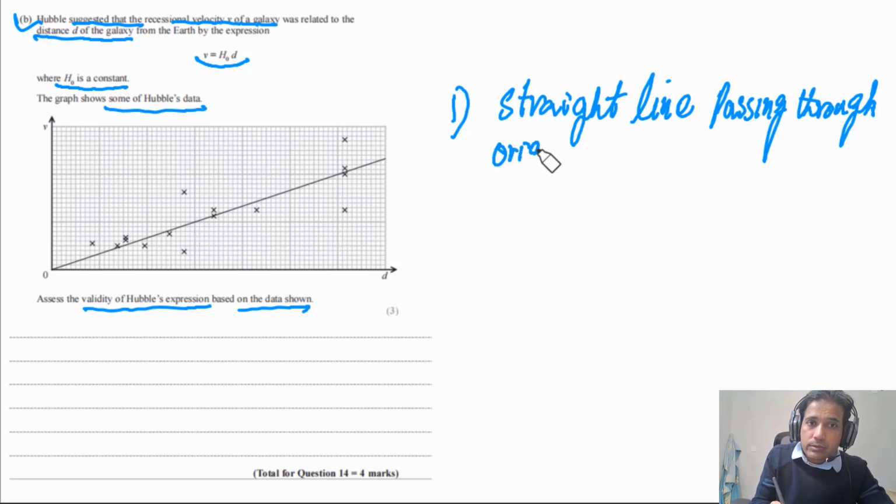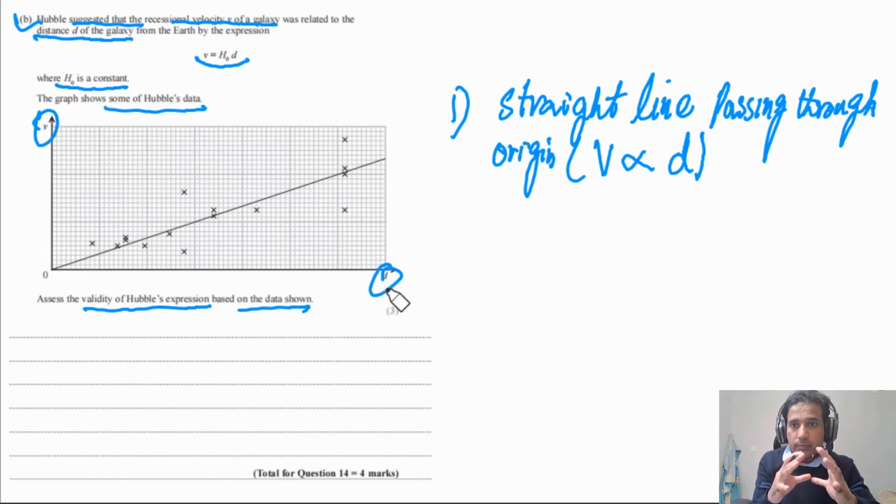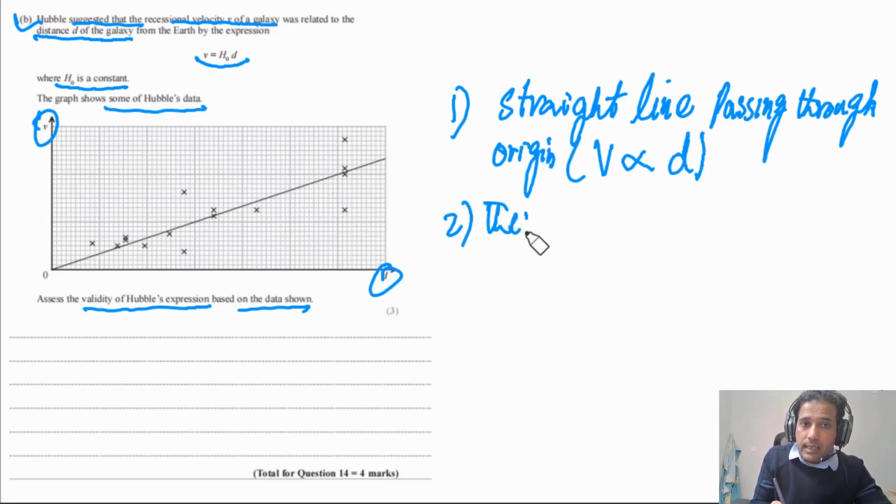So we can mention one point. What is this telling us? It is telling us that v is directly proportional to d, because we have v on the y-axis and d on the x-axis. So this is one point you can say. But there is a scatter. You see these data points, they are scattered.